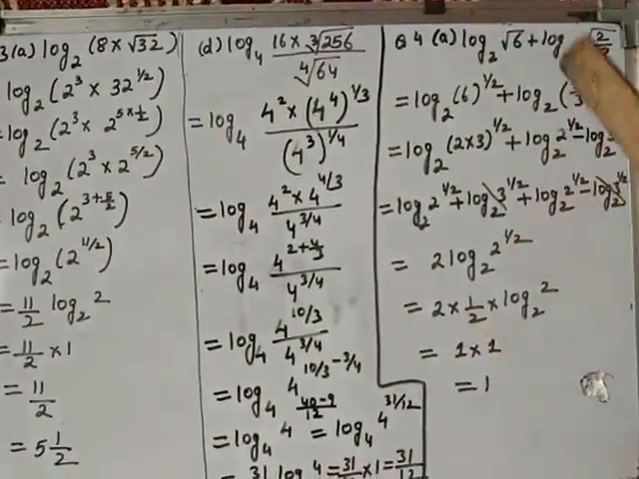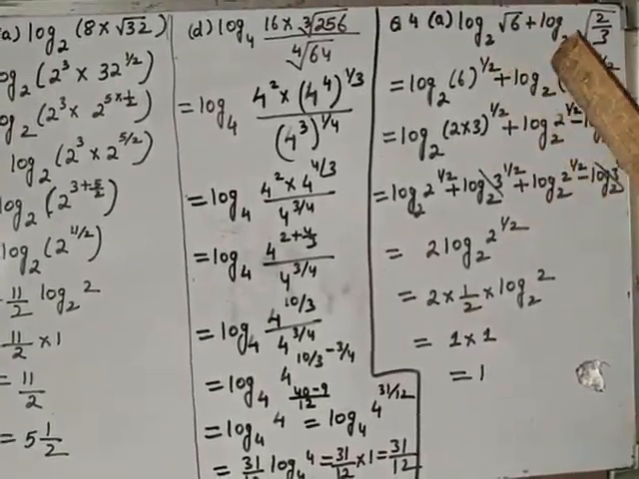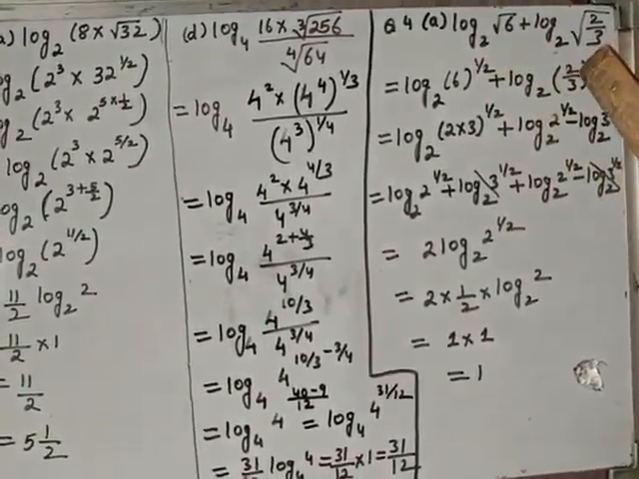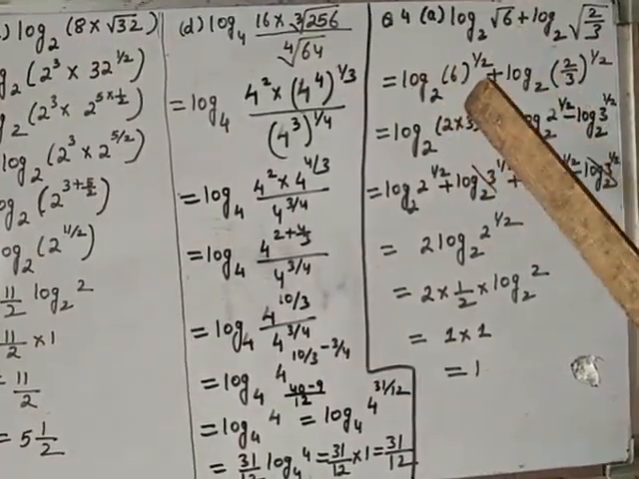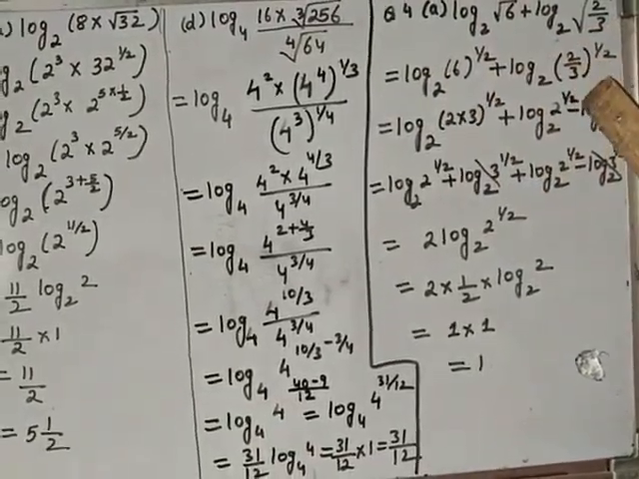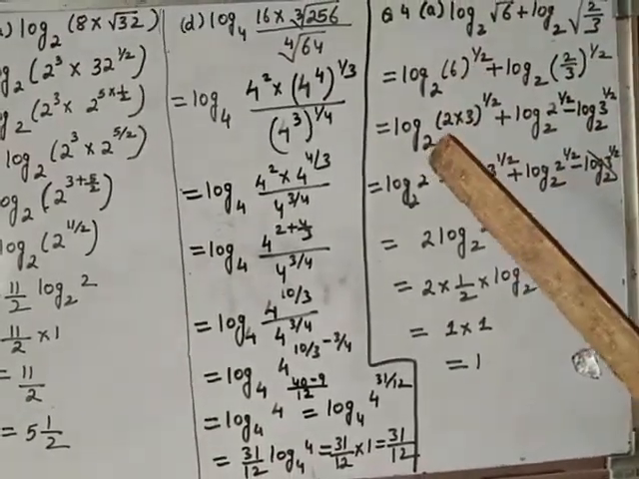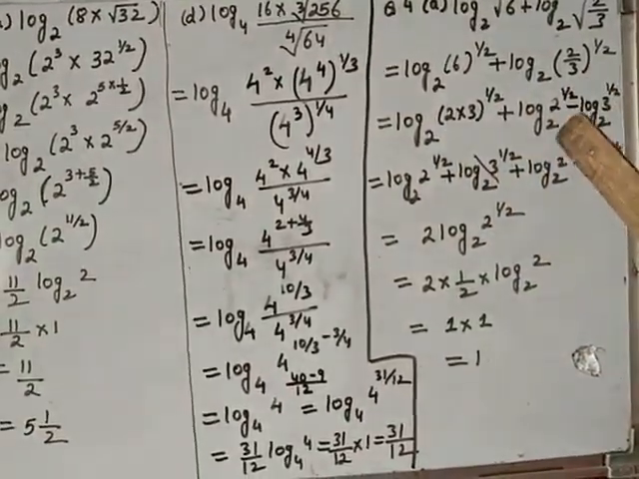Now question number 4a. Log to the base 2 of root 6 plus log to the base 2 of square root 2 upon 3. This square root changes into power, becomes 1 upon 2. 6 is written as 2 3s are 6 raised to power 1 upon 2, 2 upon 3.